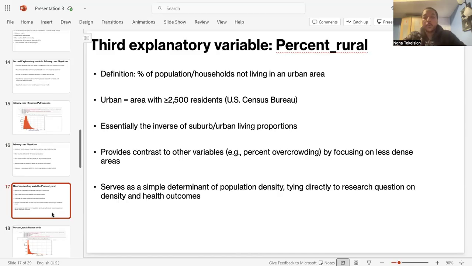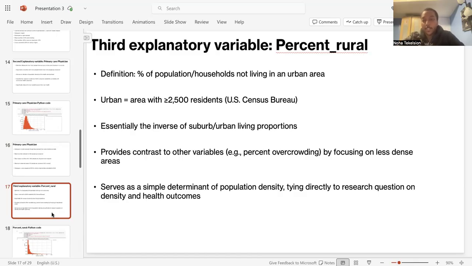It gives us insight into the outcomes of living outside dense areas, which provides contrast to my other explanatory variables, where the focus would be more on crowded areas and their relationship with health outcomes. And as well, there's a distinction between rural and urban. It's a simple determinant of population density levels, which connects smoothly to my research question.